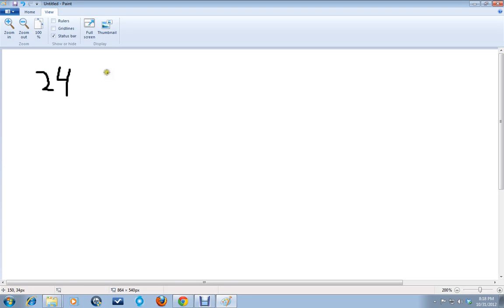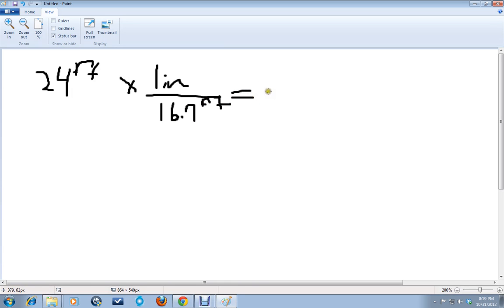So now that we have this, which is 24 feet, what we would do is 24 feet times 1 inch over 16.7 feet. And then you calculate that, and the answer you should get is 1.4.